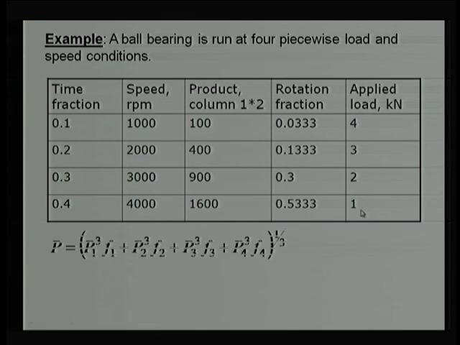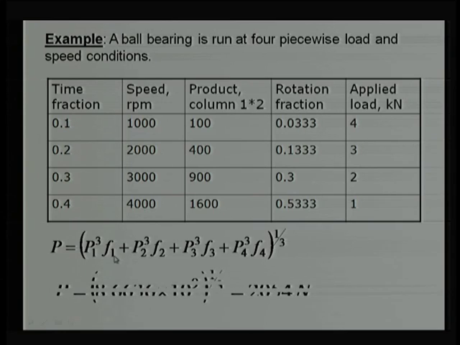Now, if we use this relation in the equivalent load, what do we get? P1 cubed, that is 4 kilonewton, is a heavy penalty, but this fraction is lesser, so it's fine. The second is 3 kilonewton. We need to substitute P2 equal to 3 kilonewton and F2 equal to 0.133. For the third case, P3 is equal to 2 kilonewton and F3 is equal to 0.3. Here in this case, P4 is equal to 1 kilonewton, F4 is equal to 0.533.